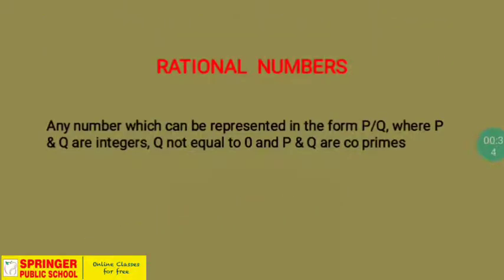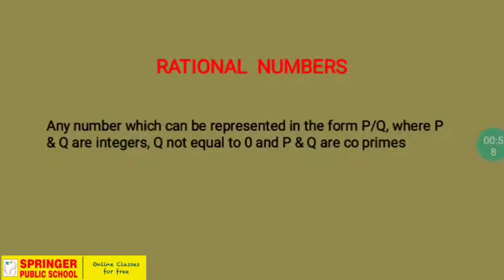So students, to do that, first of all, let us recapitulate once again the definition of a rational number. As you can see on the board, any number which can be represented in the form p upon q, where p and q are integers, q is not equal to 0 and p and q are co-primes, is called a rational number. Let me elaborate the definition for you.